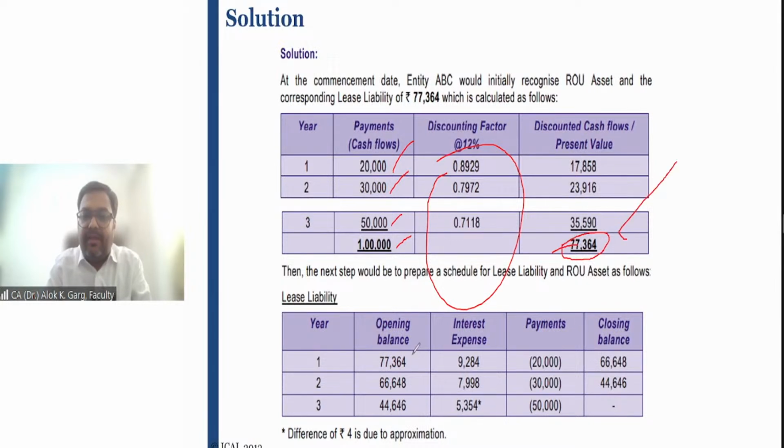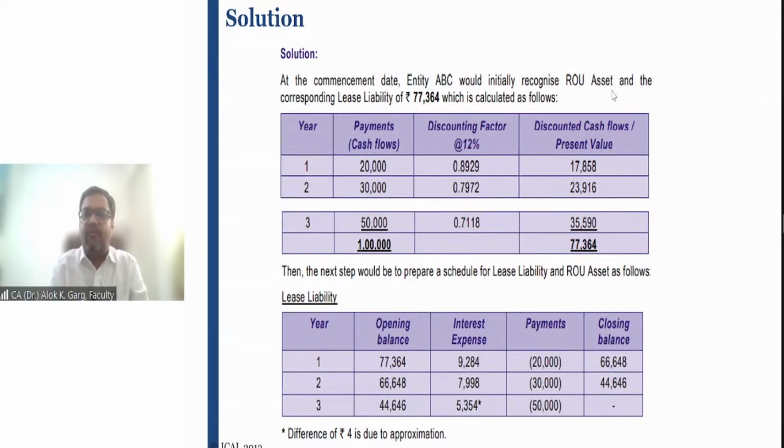Now in this lease liability schedule, you have to make the opening balance 77,364. Interest has to be charged at the rate of 12%. Since payment is happening at the end of the year, 20,000 payment has been made. This is the opening balance, this is the interest expense, this is your lease payment, this is your closing balance. Again, this is your interest cost, this is your lease payment. And at the end of the third year, your lease liability will become zero.